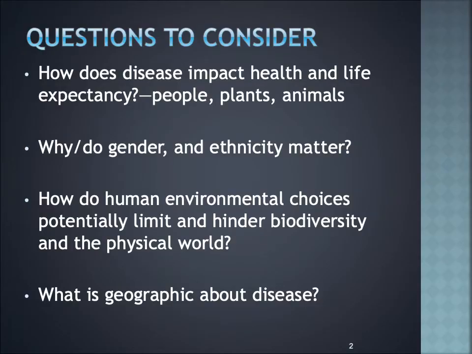So there are a few questions I'd like you to consider as listed here on the screen. There are 4 of them. We want to think about what kind of impact diseases have on our health, and not just our health for people, but also plants and animals and other species. We can think about the impact on gender. We can think about the role that environment plays in it, but also we want to think about why diseases are geographic, what makes them so. And we will look at some examples in a few slides.